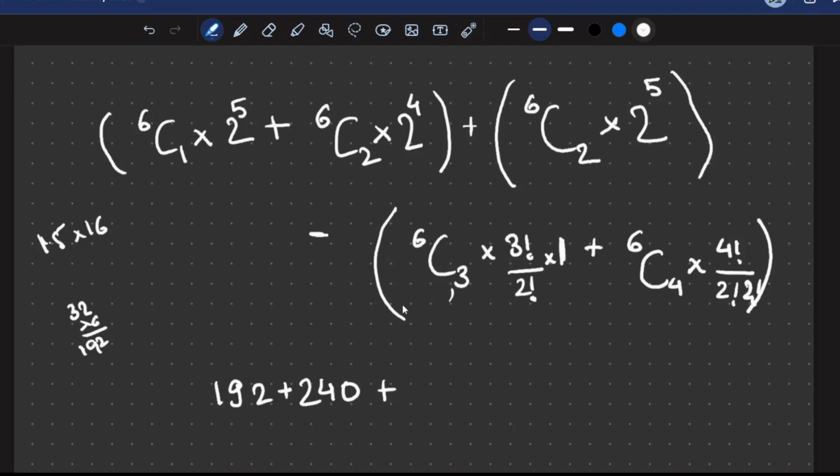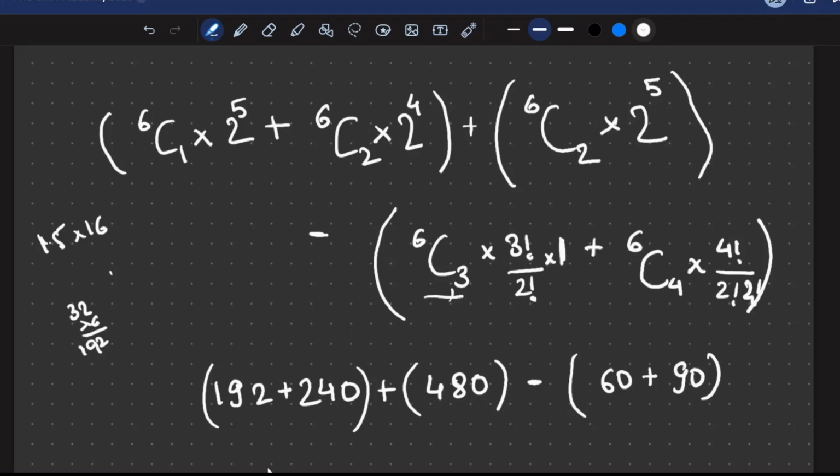plus this thing. Let us keep in bracket itself so that it is easy to know what is what. This is 6C2 times 2 power 5, that is 15 times 32. 15 times 32 would be 480. From the previous calculation only, I used some help. So this is 6C3 times 3 factorial. 6C3 is 20. 20 times 3 is 60. Plus 6C4 is 15. 15 times 24 by 4, 6 is 90.